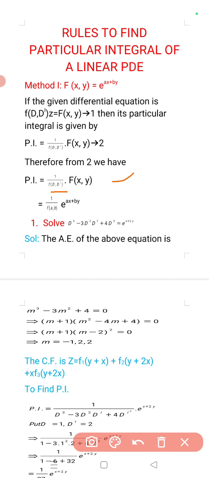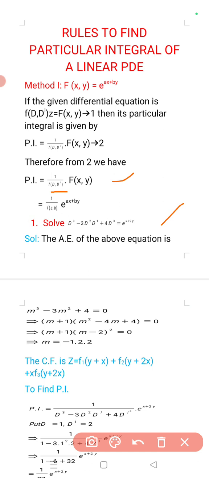To understand the method more practically, I have chosen a problem: D cube minus 3 D square D' plus 4 D' cube is equal to e^(x+2y), that is, del cube z by del x cube minus 3 del cube z by del x square del y and so on. Now we shall see how to solve this particular linear partial differential equation.